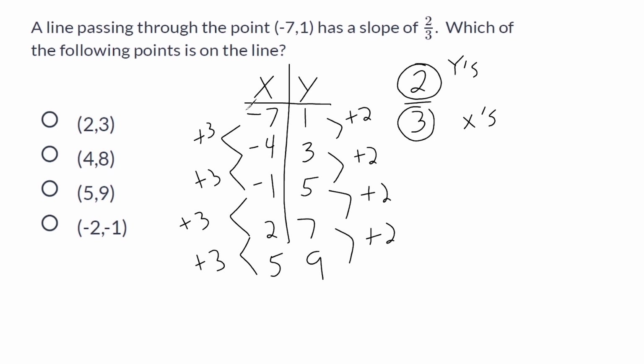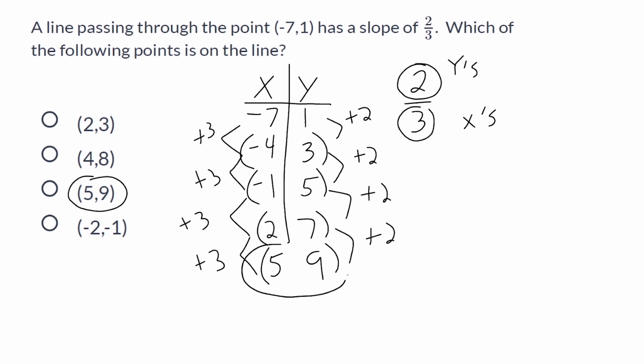Now what we have to do is see which one of these points we entered into our table is one of the choices shown on the screen. So the only choice that we have here that appears in our table is (5, 9). So if we start at (-7, 1), and increase the y values by 2, and increase the x values by 3, we can see that our line would definitely go through the location (5, 9) on the coordinate plane. All right, let's go to the next problem.